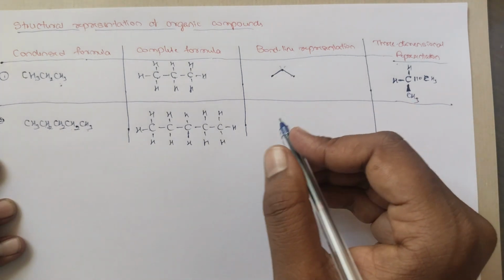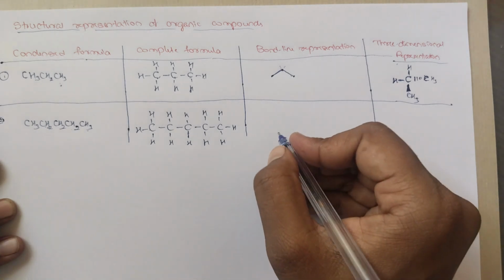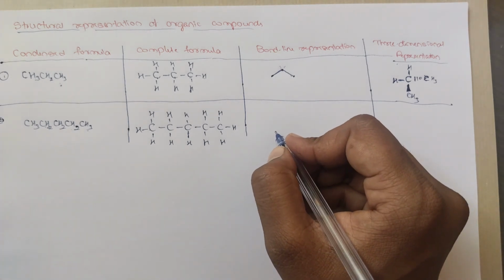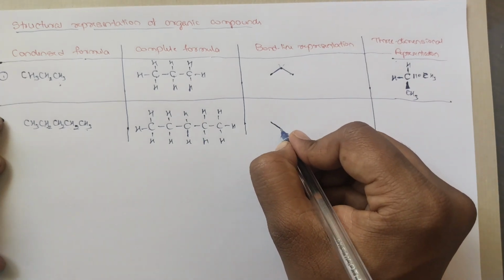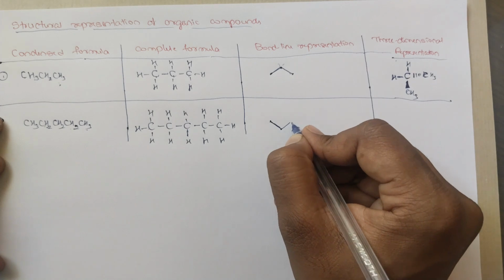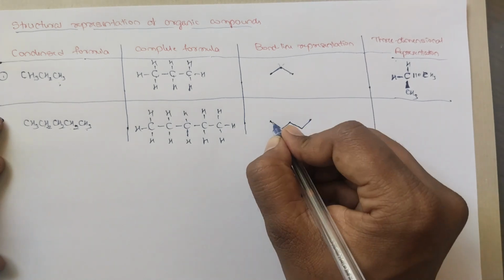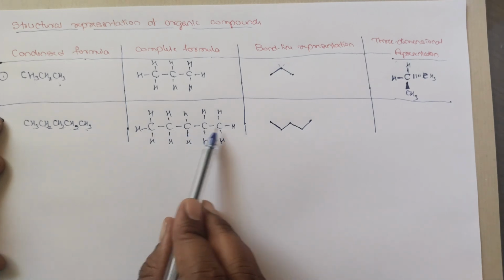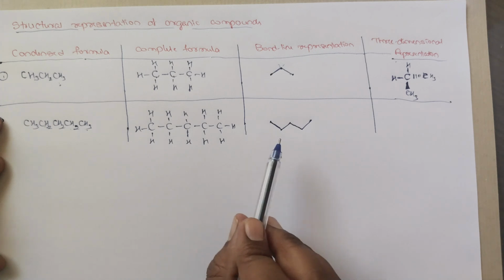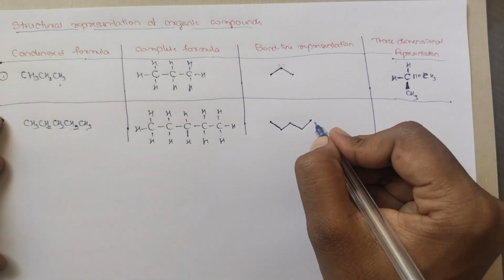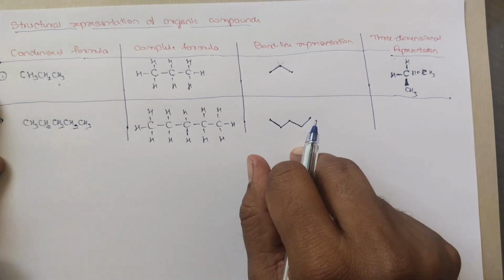Then how can we write the bond line structure? Here we cannot show the hydrogens and carbons. How many carbons are there? 5. You have to write this in a zigzag form. This is one carbon, another carbon, third carbon, fourth carbon and fifth carbon. There is no need to show the hydrogens or the carbons. This is called the bond line representation.